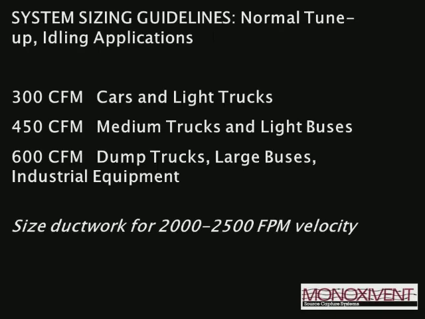I'm sorry, when I said 300 CFM, that's 4-inch diameter hose, which will allow us to get the 300 CFM at the correct conveying velocity. For medium trucks and light buses, 450 CFM at 5-inch diameter hose. And then for larger vehicles, buses, trucks, some agricultural equipment, some industrial equipment, we want 600 CFM at 6-inch diameter hose.